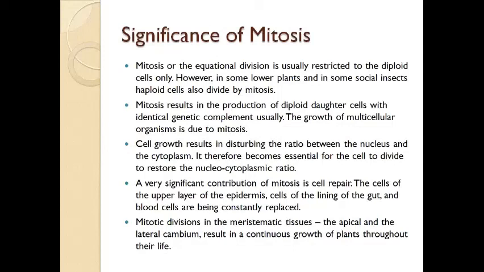Cell growth results in disturbing the ratio between the nucleus and cytoplasm, and it therefore becomes essential for the cell to divide and restore its nucleocytoplasmic ratio. The number of chromosomes is equivalent to the amount of nuclear material and the amount of cytoplasm. So that ratio is restored after the mitotic cell division process. A very significant contribution of mitosis is cell repair.